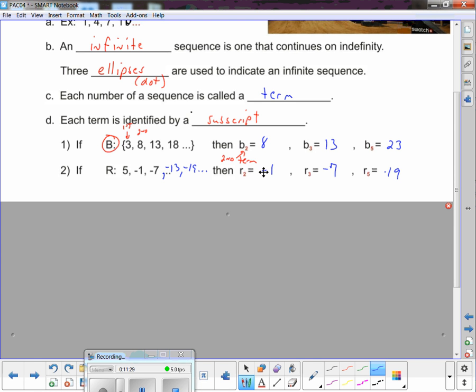Now, notice in the B sequence, I have it in braces. And notice in the R sequence, there are no braces. Sometimes you'll see them in braces and sometimes you won't, and that's why I did it both ways. You just have to understand that sometimes they'll be in braces and sometimes not, and that's okay. It's still a sequence. The first one's always the first one listed, et cetera.